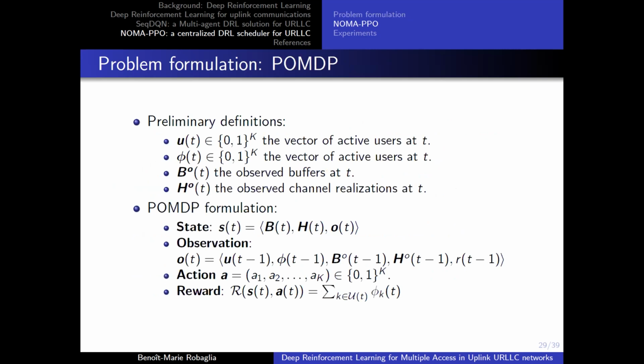I'm not going to go into a lot of detail, but the state is all the buffers and all the channels of the users, and the observation is what happened in the previous slot. So we can see who was active, who has been decoded, the buffer we observed, and the channel we observed. The action is a vector of 0 and 1, whether the device is active or not. And the reward is the sum of decoded packets.